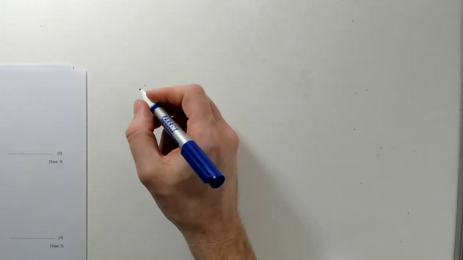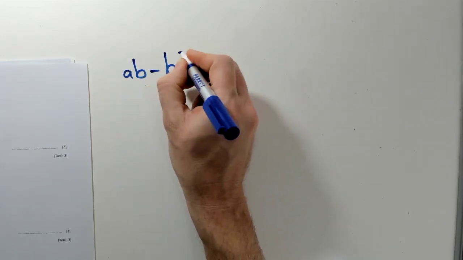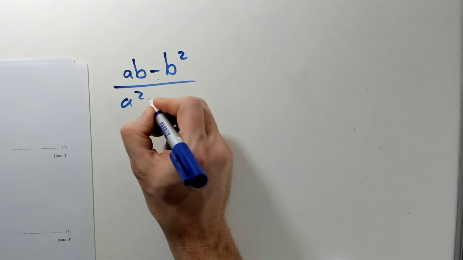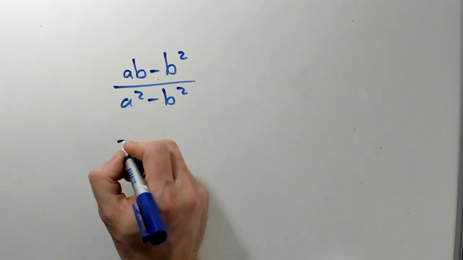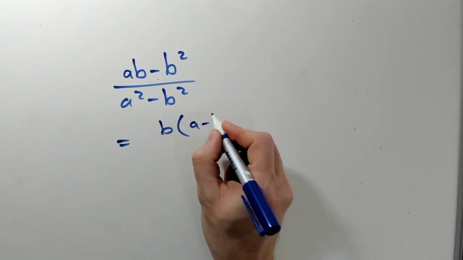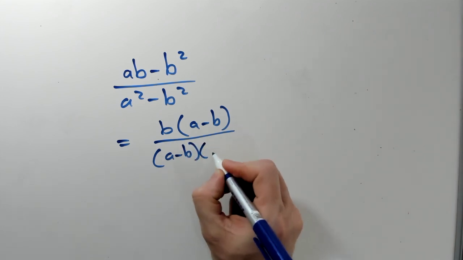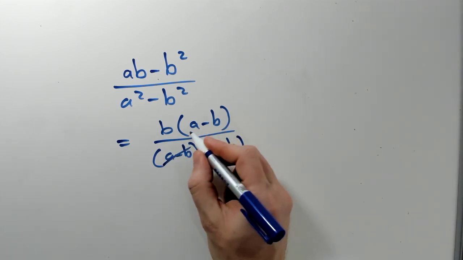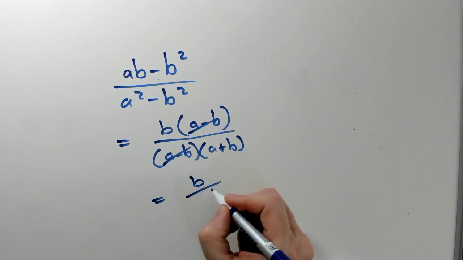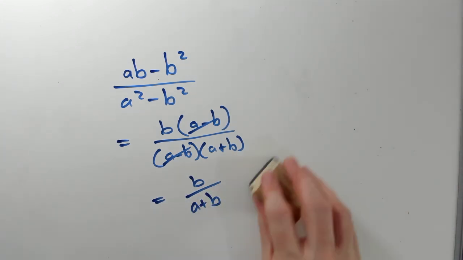Okay, this one. Oh, someone's yelling in the background there. Sorry about that. A squared minus b squared. Just some simple factorization, getting a b out. And then a minus b. And this is difference of squares. A minus b, a plus b. And those cancel out. And I'm left with b over a plus b. Nice. Okay. And now for the last one in our paper.